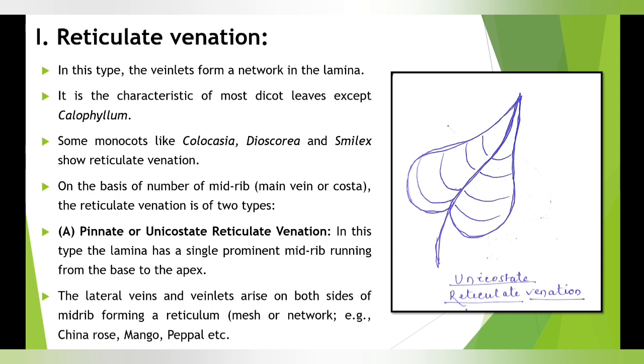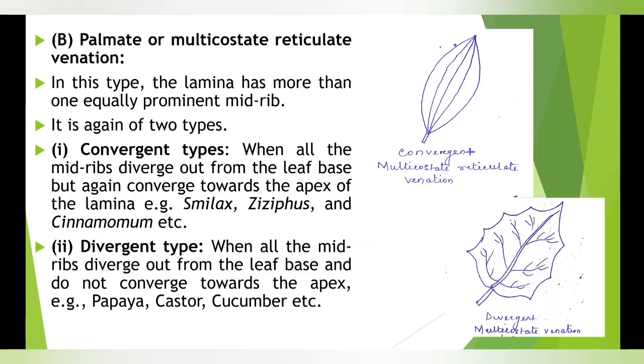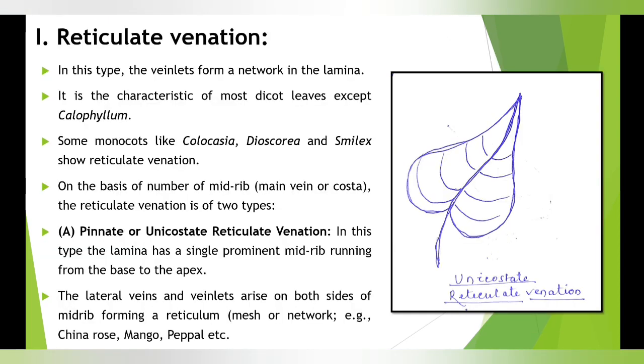On the basis of the number of midribs, reticulate venation is of two types. One is pinnate or unicostate reticulate venation. The second is palmate or multicostate reticulate venation. So the first one is pinnate unicostate reticulate venation. In this case, the lamina has a single prominent midrib running from base to the apex. Lateral veins and veinlets arise on both sides of the midrib forming a reticulum or net-like structure. It is present in China rose as well as mango, pipal. These plants have reticulate venation.